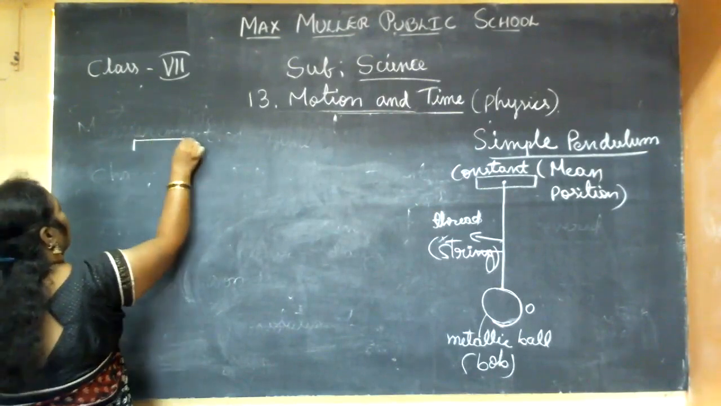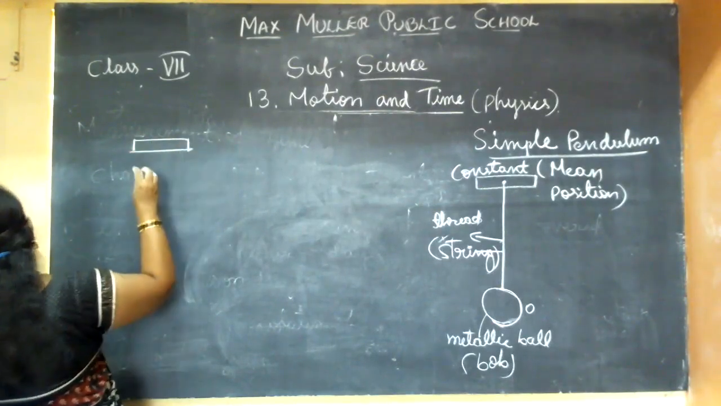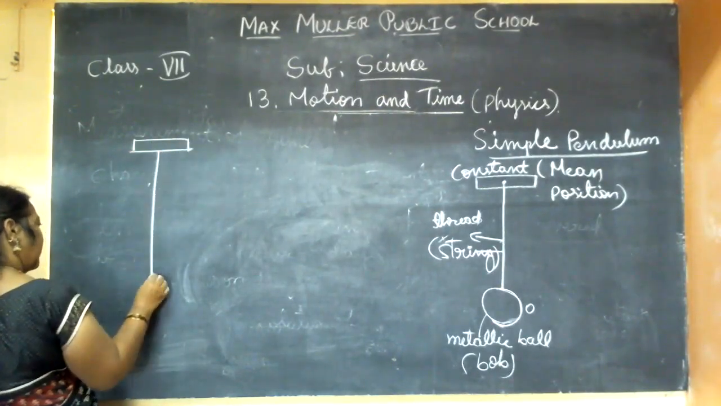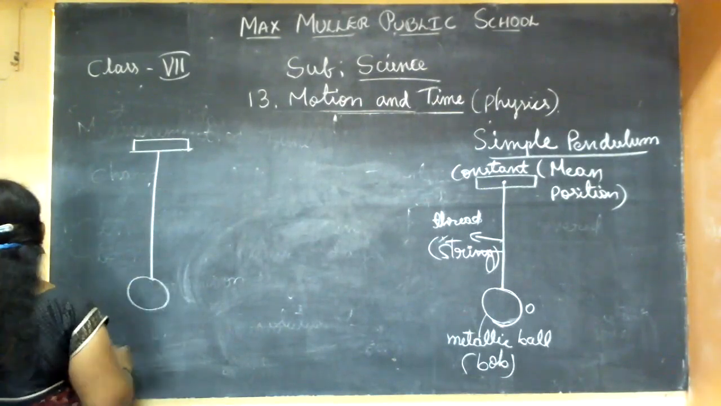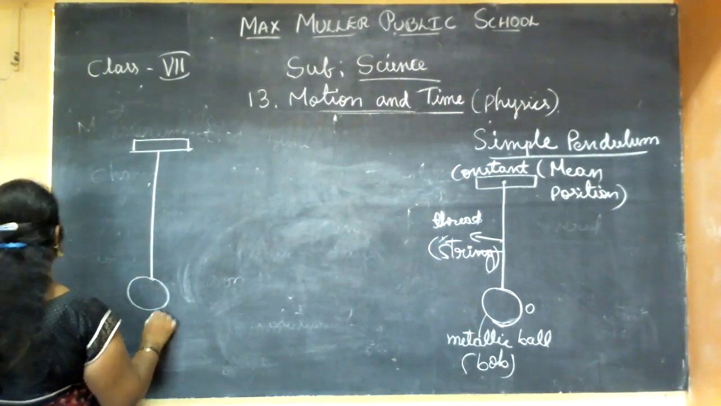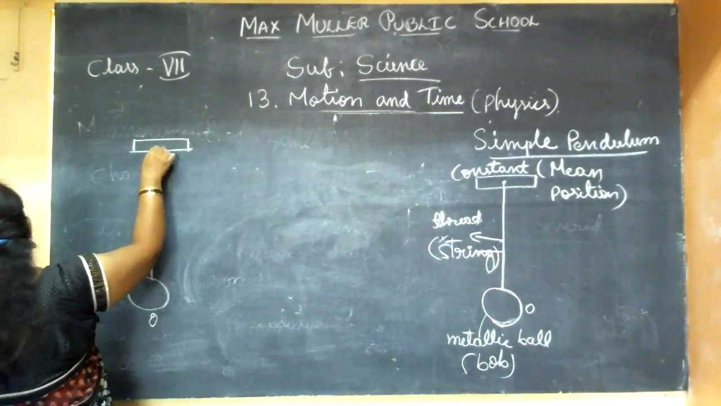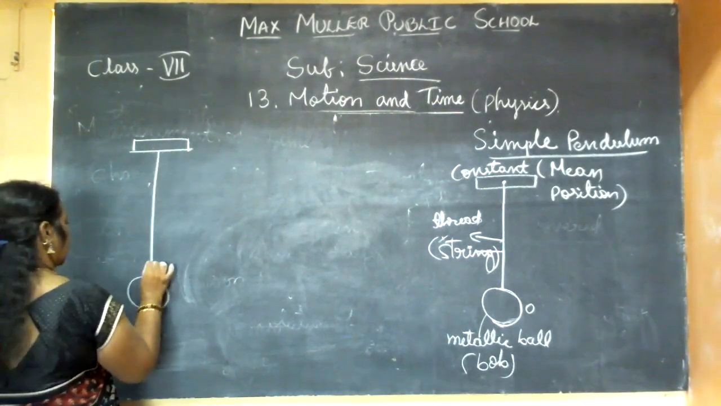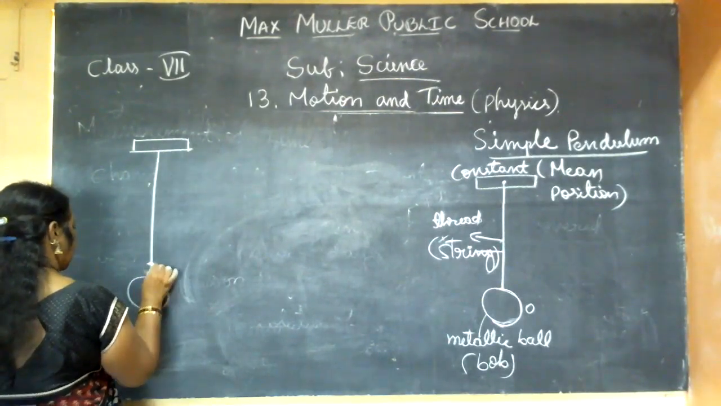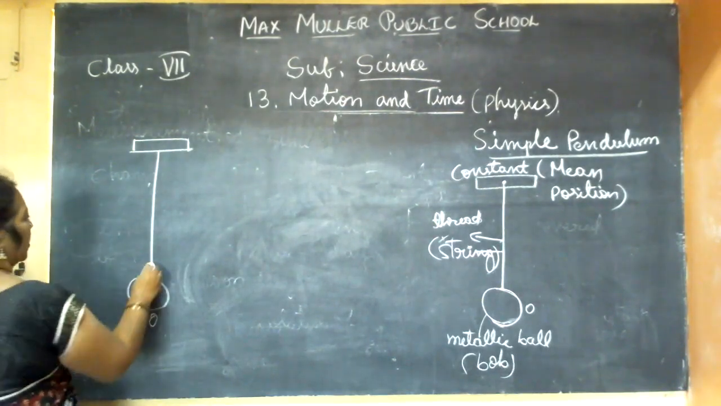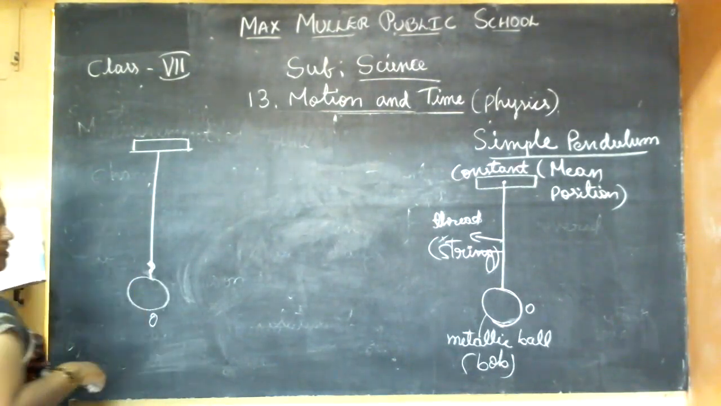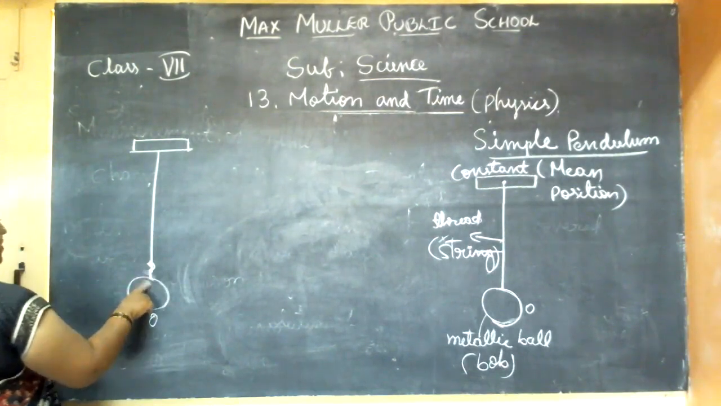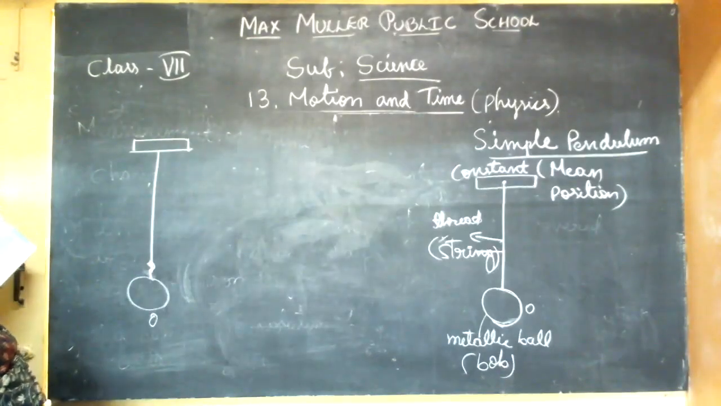See, here one more diagram is given for that. This is the bob in a constant position, that is the O position or mean position. It is fixed by a hook also. You can fix it to the hook. If the string is tied to the hook, that hook is fixed to the ball. Like that it is handled.